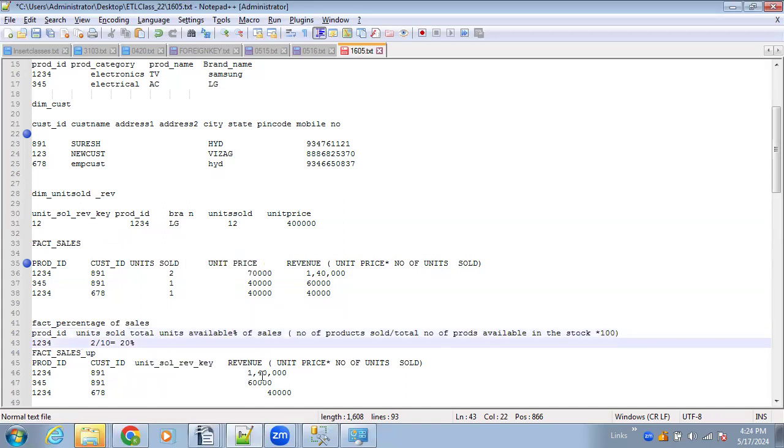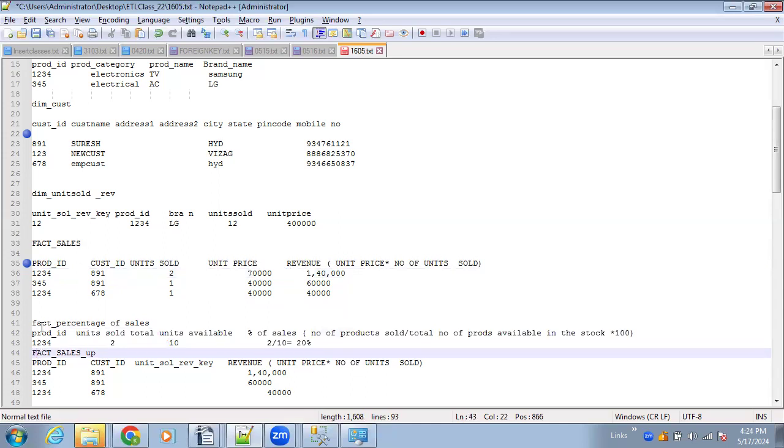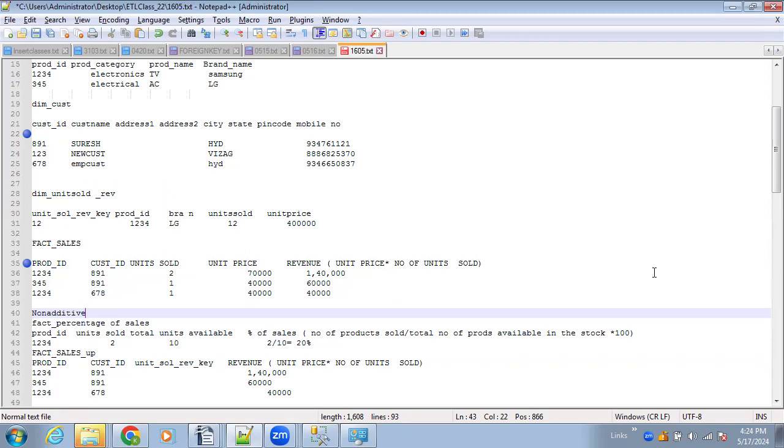Revenue, I'm not mentioning here. This is your percentage of sales. Okay. Total units available is 10. This is an additive fact. This is a non-additive fact. Clear on this one, please?